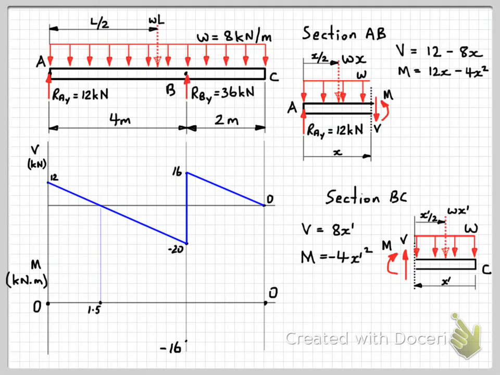Okay, so now let's put that onto our diagram. Where the shear diagram crosses the horizontal axis is 1.5, where we have our local maximum bending moment, and that value was 9 kilonewton meters. So now we can draw in our bending moment diagram the quadratic parabola for that shape. And then for section BC, again we've got a quadratic equation, and we can plot that in like that.